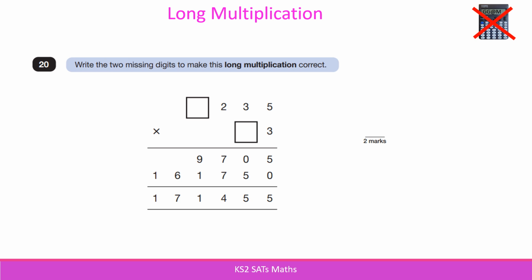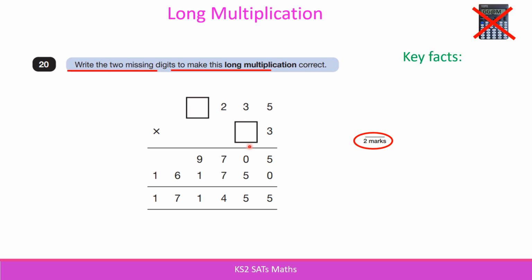This is a question on long multiplication. The keywords of the question are that you're told you've got two missing digits, and these missing digits are in this box here and this box here, and you've got to write down what the missing numbers are to make the long multiplication correct. So what are the missing gaps within here? And this will give you 2 marks in the exam. 1 mark for each of the numbers.